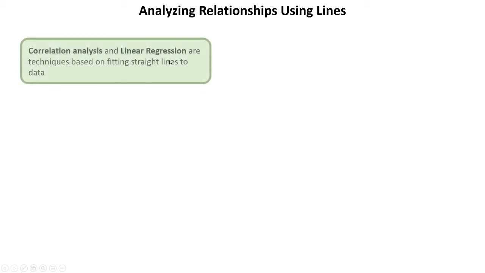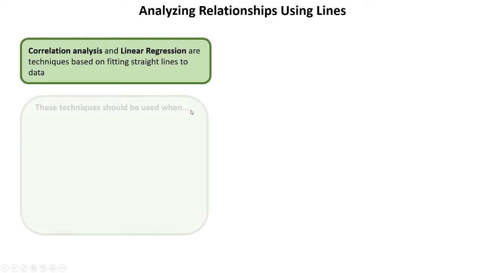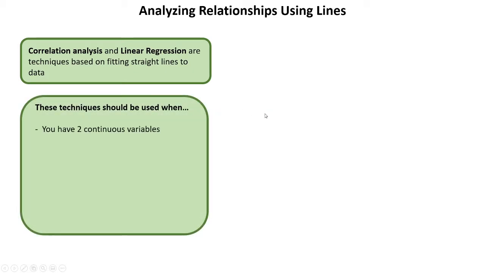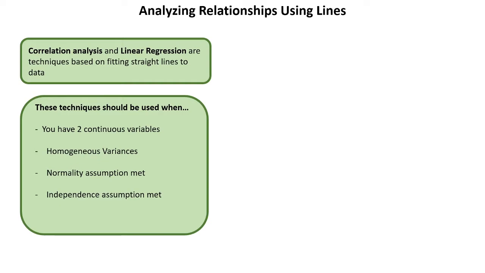Okay, so both of these things, regression and Pearson correlation, are analyzing data by fitting straight lines to it. These techniques should be used when you have two continuous variables, you have homogeneity of variances between those two continuous variables, normality assumptions are met within reason, and the different samples are independent, as we discussed last week. And we're meeting the additivity assumptions. I said that I would discuss that this week. We're going to talk about that on the next slide.